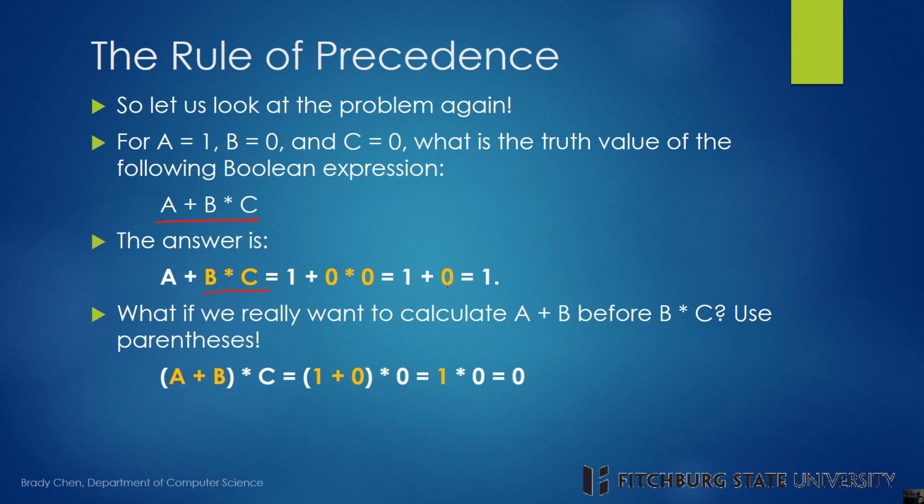Now again, as I said, what if we really want to calculate A or B first? And then we evaluate the AND later. Then we can use the parentheses. So we can say A or B with the parentheses. Because A is 1, B is 0, so 1 or 0, that's 1, right? So now you got 1, and 1 and 0, that's 0 for the AND operation. Very straightforward, right?